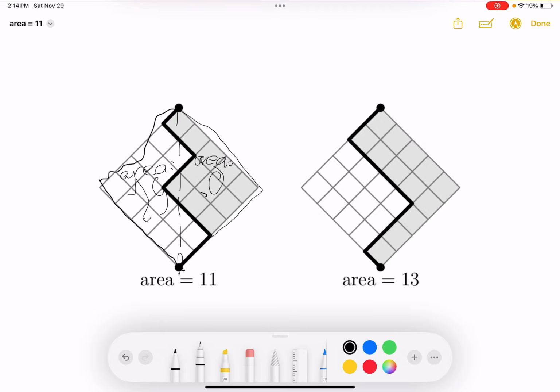If you notice, they are both reflections across the line y equals x. So you can take another example. Maybe you can take this example itself, where this is area 12, and this will be 25 minus 12, or 13. So you can again realize that they're reflections across the line y equals x.